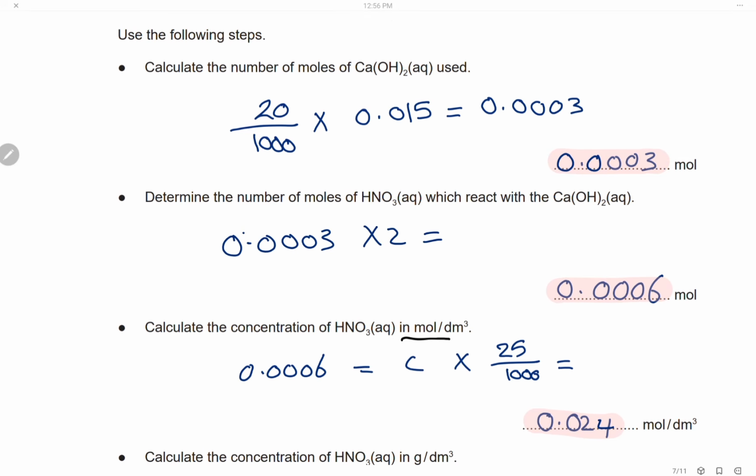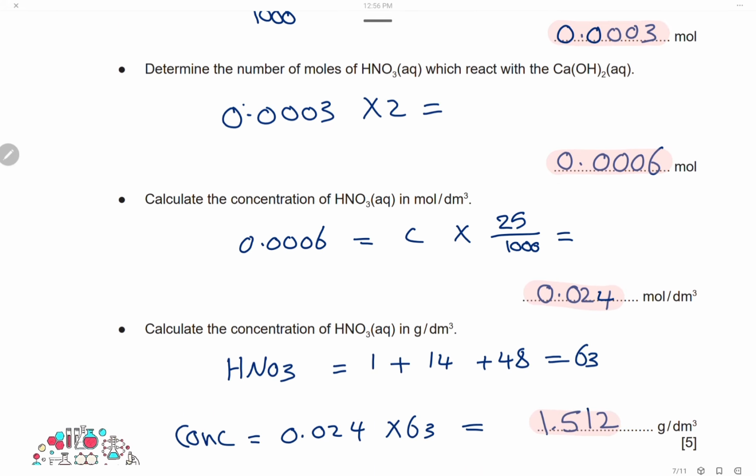Now the concentration of nitric acid in mol per dm3 first. To calculate the concentration, the number of moles equals the concentration times the volume in dm3. So the concentration will be the number of moles divided by the volume, which is 0.024 mol per dm3.